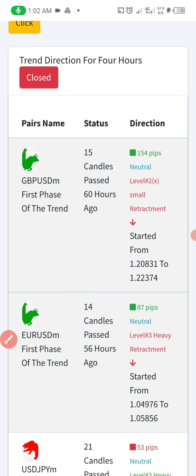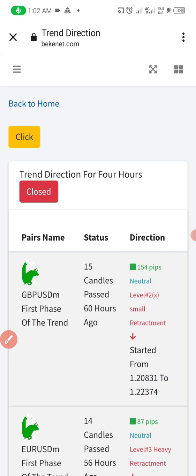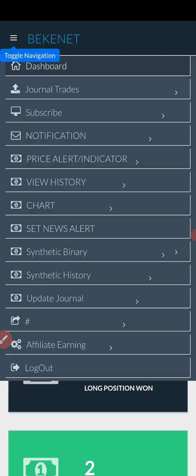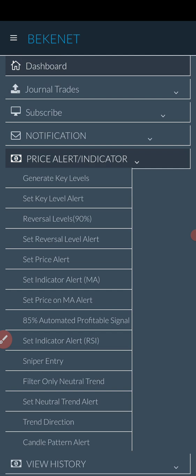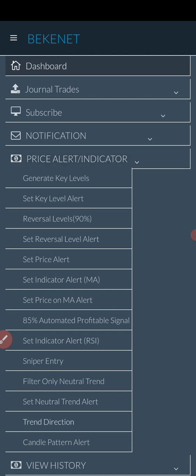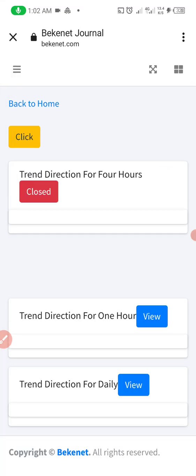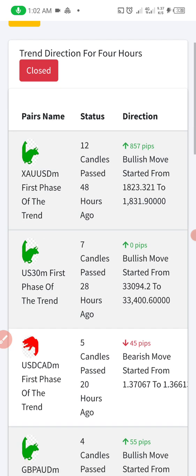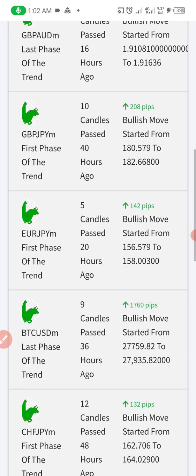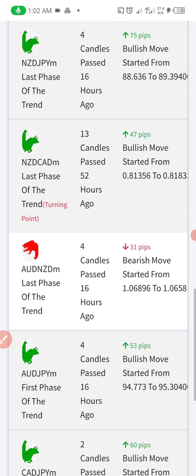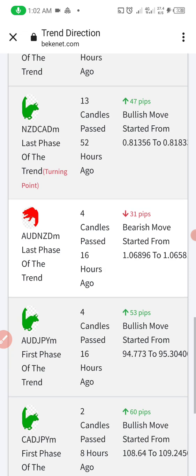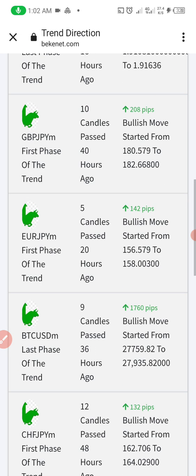If you try to spot it on the trend direction, you will not see it there. It's not there because it has gone to a neutral state. You are not going to find GBP USD or Euro USD on your trend direction. As you can see, we don't have it here because they are no longer here. They've disappeared going into their trend direction. So every other pair that you're seeing here, they are moving along the normal trend. If you don't see it here, that means it's having a retracement in the neutral trend.